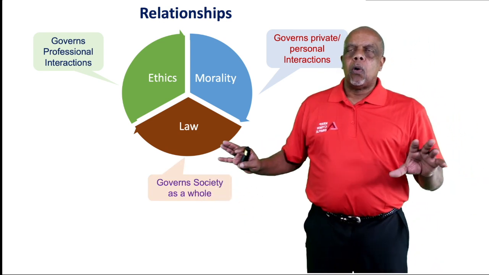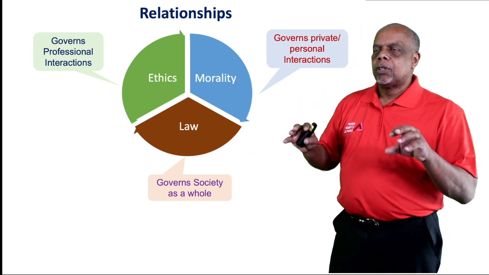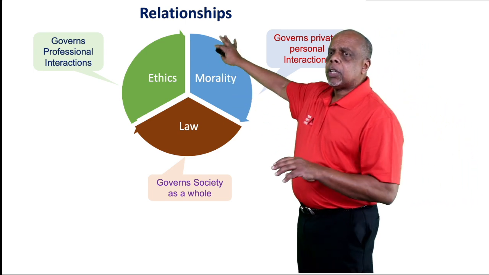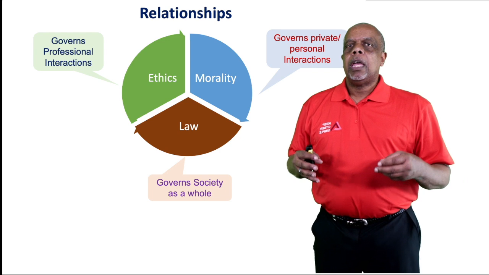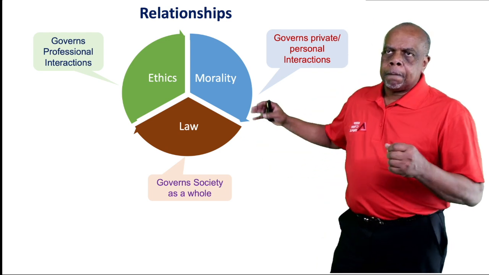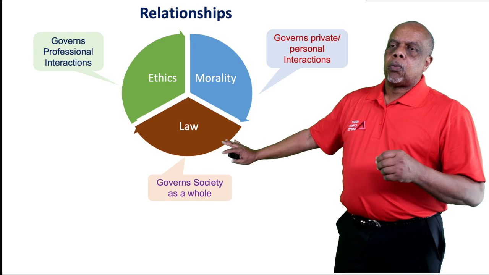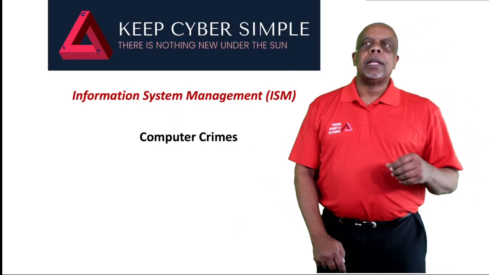So within your organization, you're going to have all three of these. And as an information systems manager, in that role you will touch each one of these in some fashion, especially with respect to information systems: that things are done ethically, that there's a moral standard, and there are regulations and policies associated with how you're going to operate in that environment.